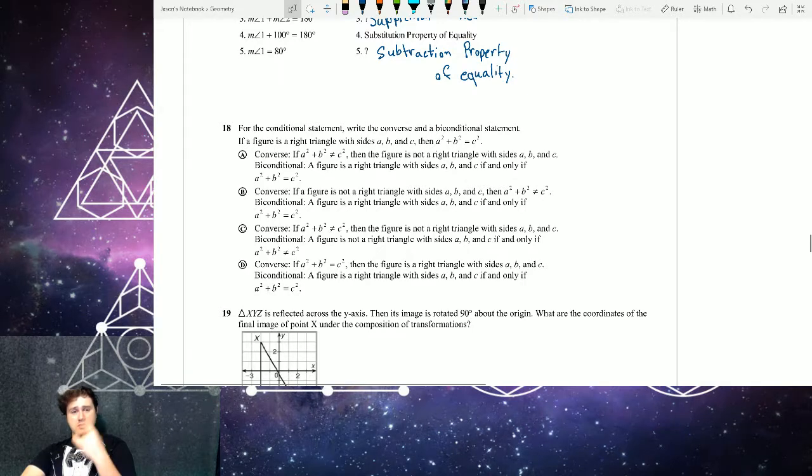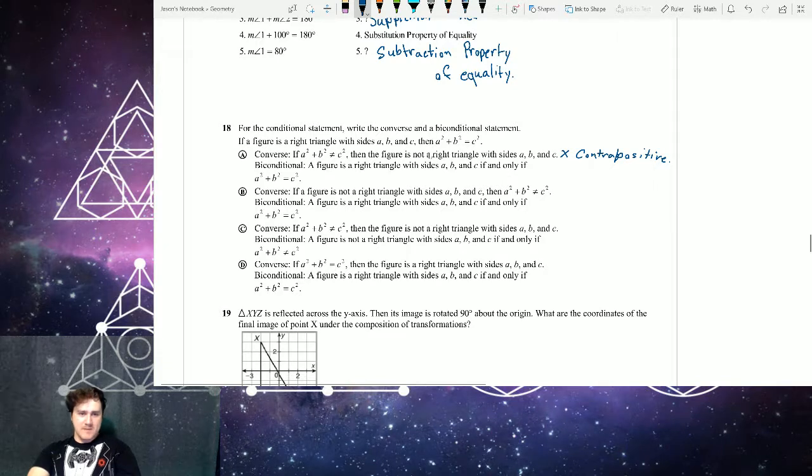So for A, if a squared plus b squared does not equal c squared, there's already a big flag on there because it changed the sign to the opposite. Okay, but they did switch the order. So this first one is not the converse, that's the contrapositive. So this one does not work. Alright, so we've eliminated A.